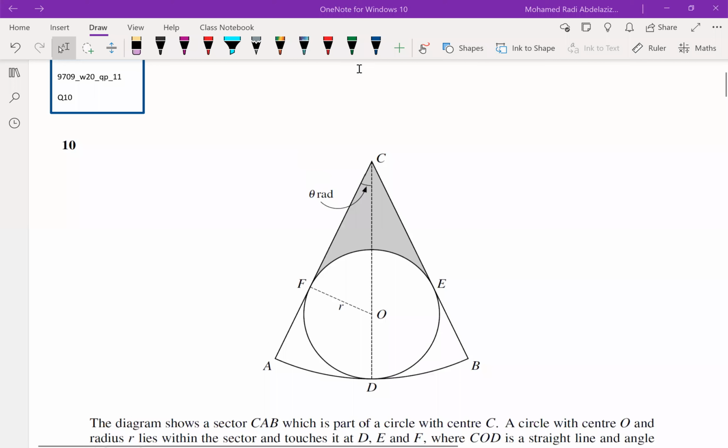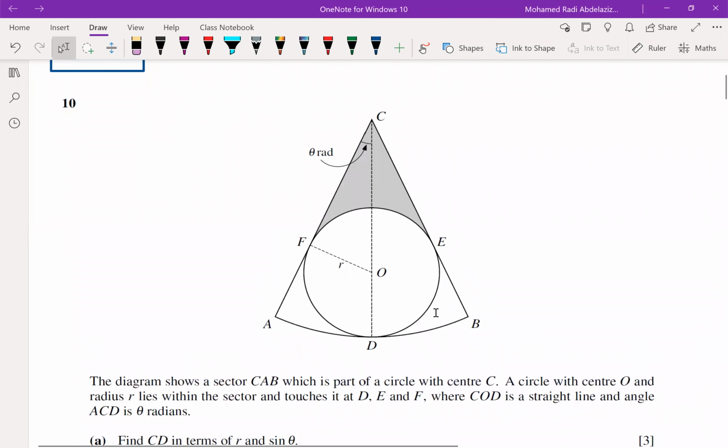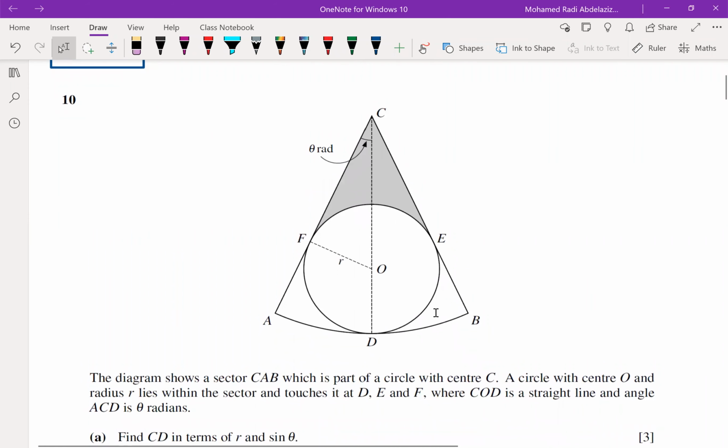Hello guys, in this tutorial I'm going to solve question number 10, winter 20, question variant 1. By looking at the shape ABC, it's clear that it's a sector. You have to know where the center of each sector is, because we have many sectors and many arcs, so you have to know where is the center and where is the radius.